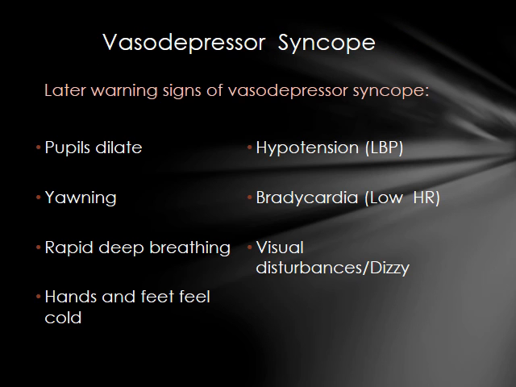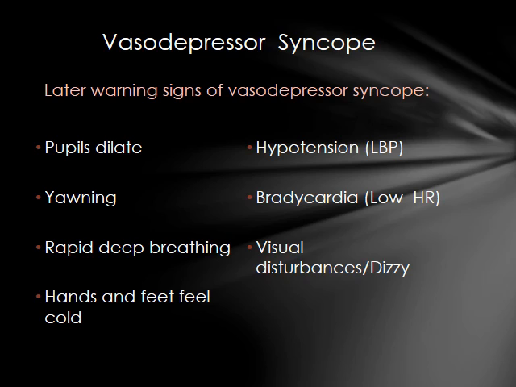With the later warning signs of vasodepressor syncope, we might see things like pupils that are dilated in our patients. They may begin to yawn or start yawning even more than they were before. This is actually the body's way of increasing its oxygen supply by breathing in more and exhaling more. Also, by rapid deep breathing, you're also increasing your oxygen supply, and it's our body's own defense system to stop the emergency.